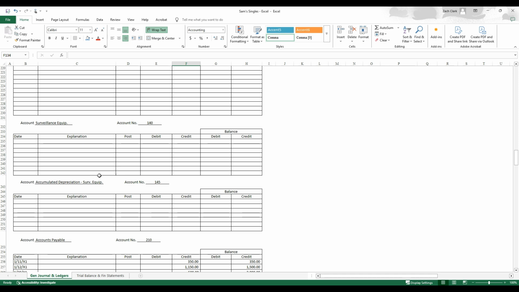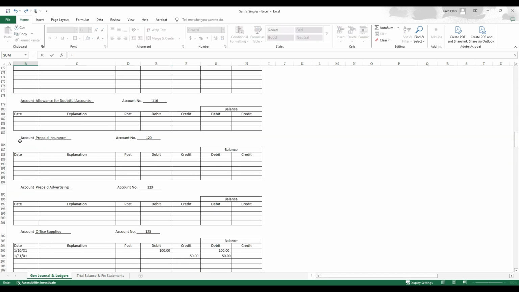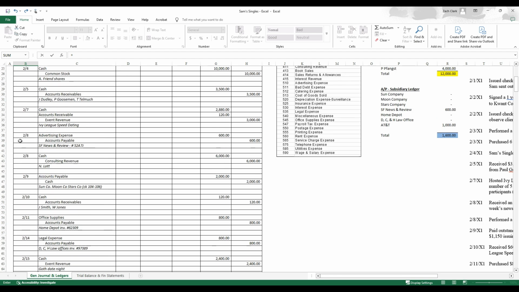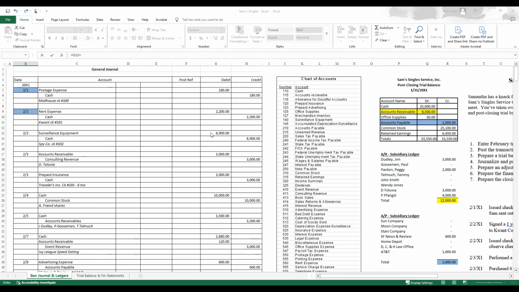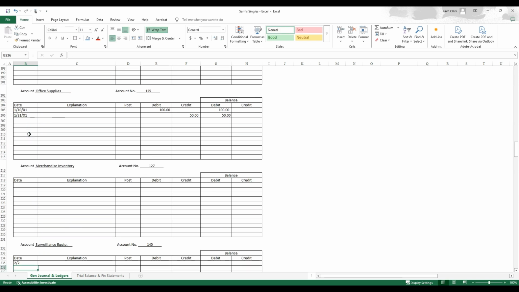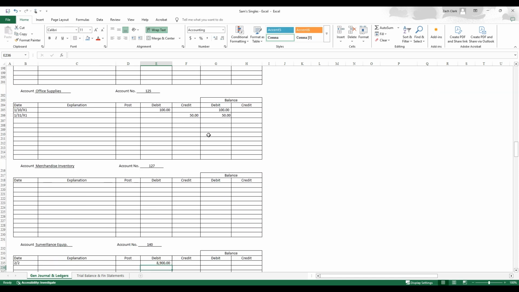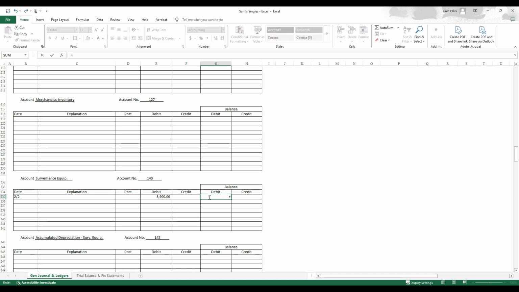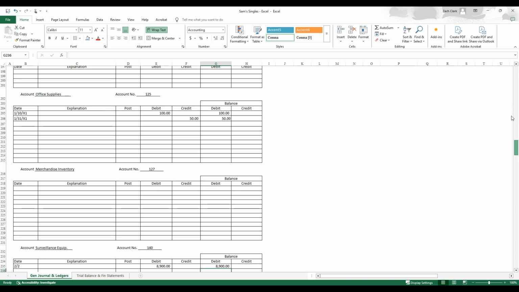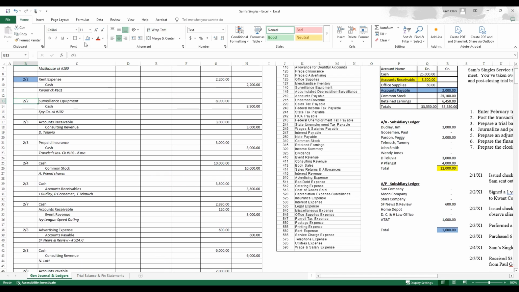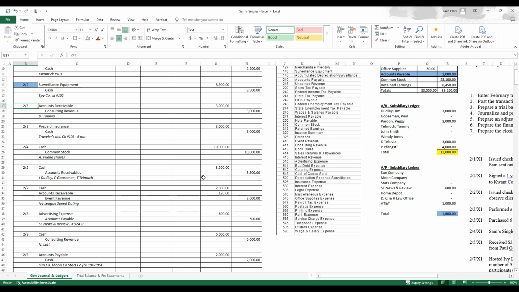That makes it a little easier. And then surveillance equipment was the other side. Let me get the date there. And we're going to debit that amount. Again, that just gives us a total debit balance of 8,900. And good to go.